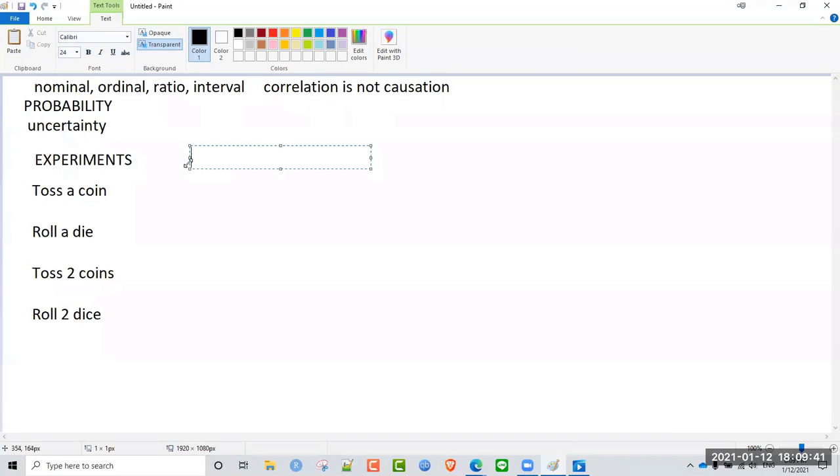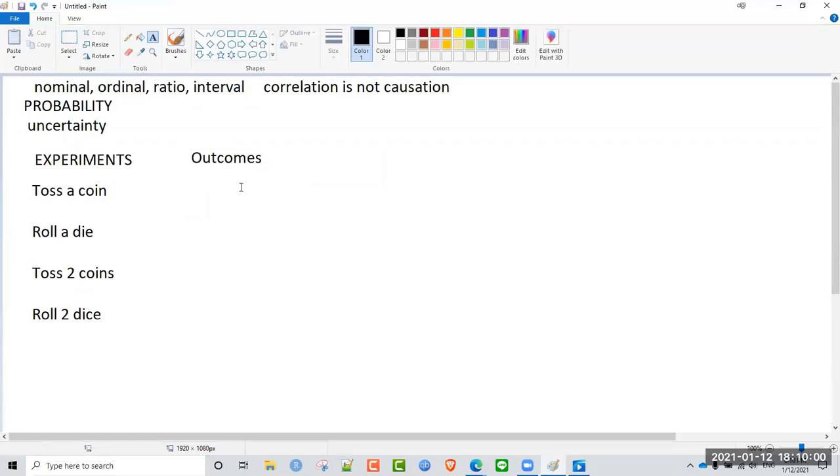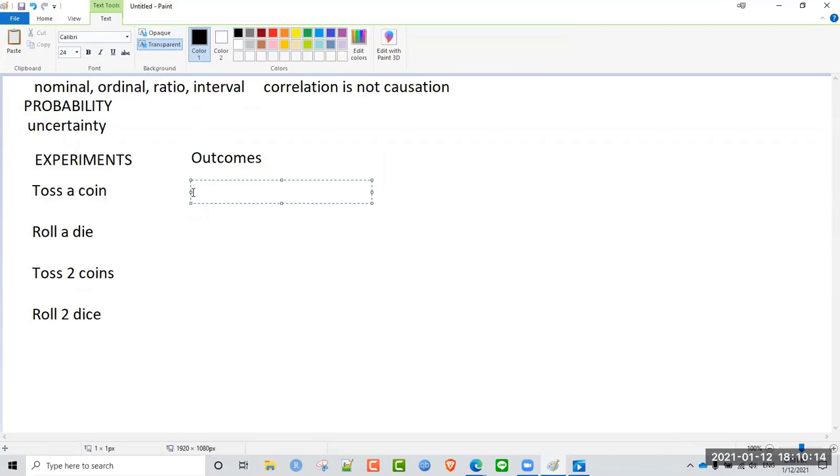So now we're going to ask, well, let's see. So let's talk about what the outcomes are for each of these experiments. Does anybody want to give an example? Give the outcomes for this first experiment, tossing a coin. Two. Okay, there are two of them. That's possible to say two, but I want to know what they are.